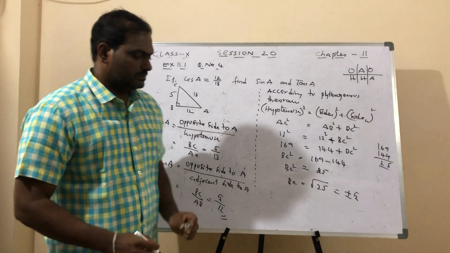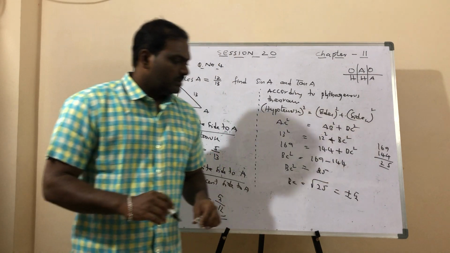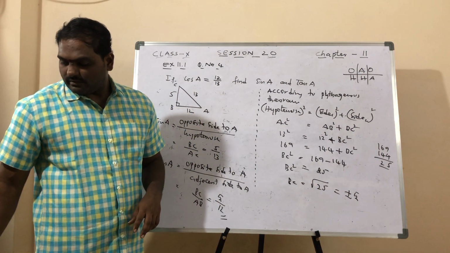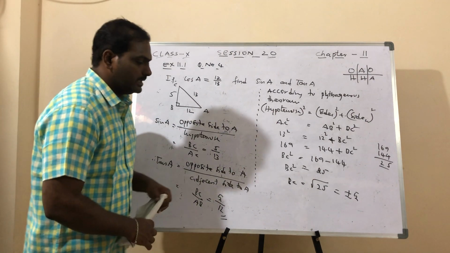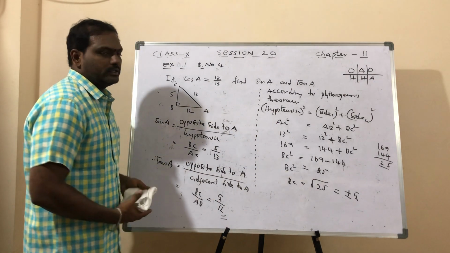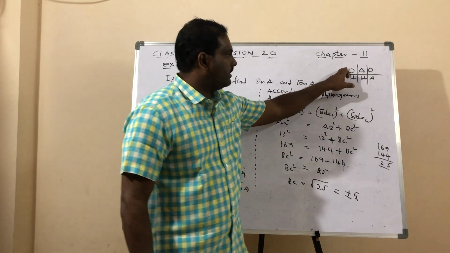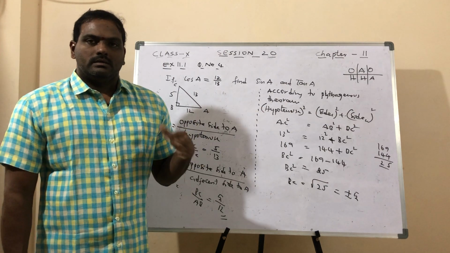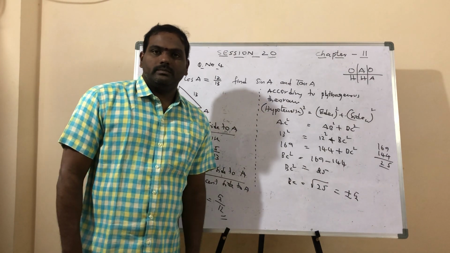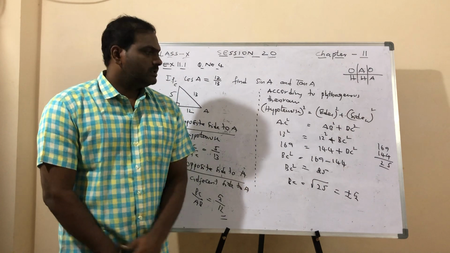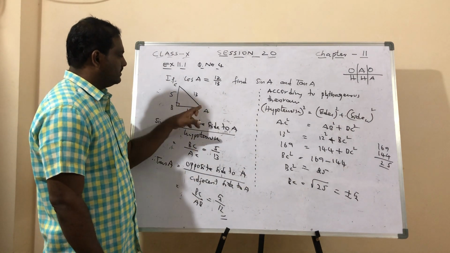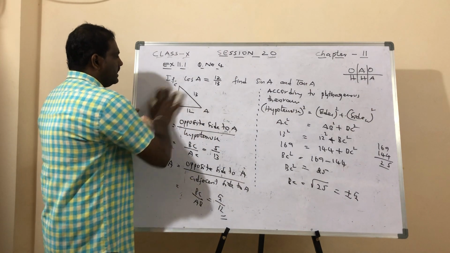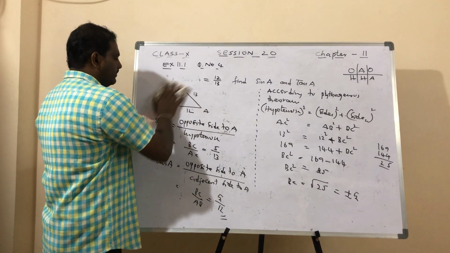So this is the way to do. So cos A is equals to 12 by 13, and when we want to find the tan A and sin A, this is the way to do. First, what we have to do? By using this formula, we have to write the two sides of the triangle. Then by using Pythagoras theorem, we have to find the third side. So once we find the third side, basing on the requirement sin A, tan A, we have to find it off. Okay, so this is the method to do.